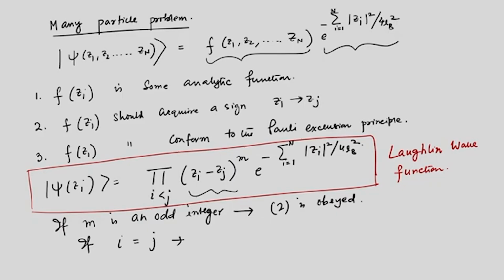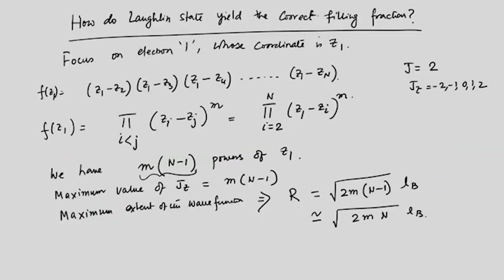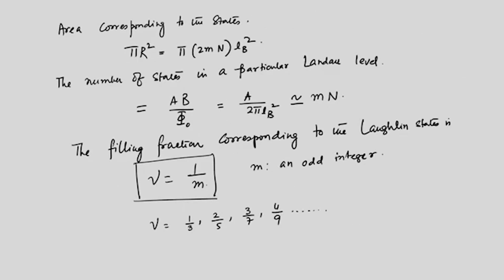It has a nice property that if z i equals z j, then it is 0 to the power m. So the Pauli exclusion principle is obeyed here, and also the antisymmetric property of the wave function. And then we went ahead and showed that these wave functions have the right filling, which is what we wanted, nu equal to 1 over m, which we had written down earlier.